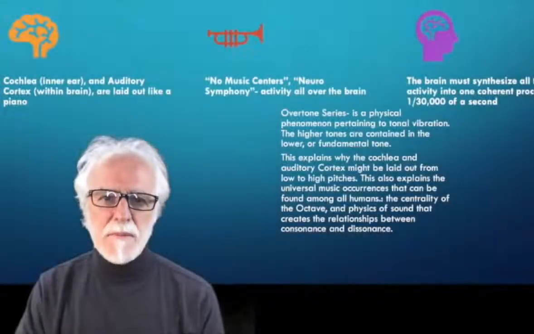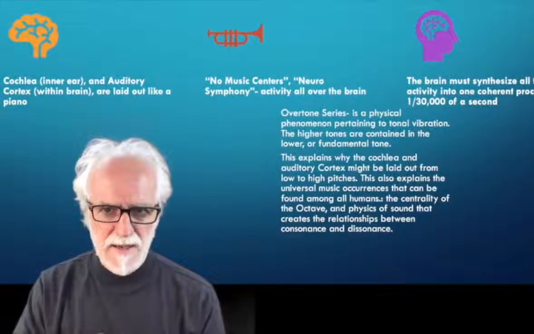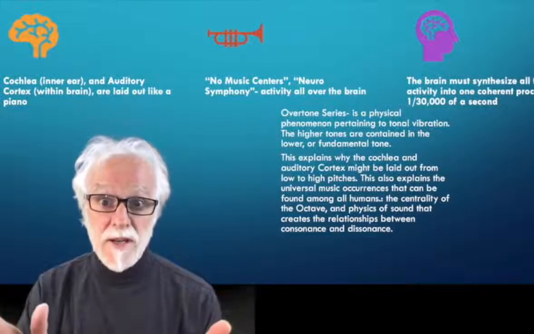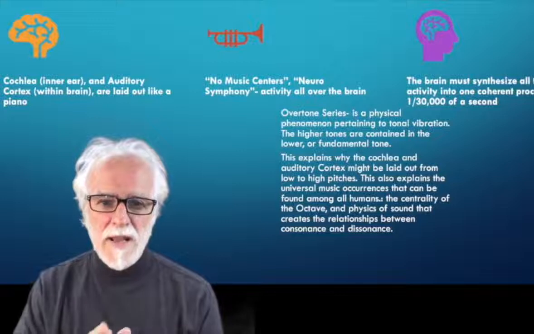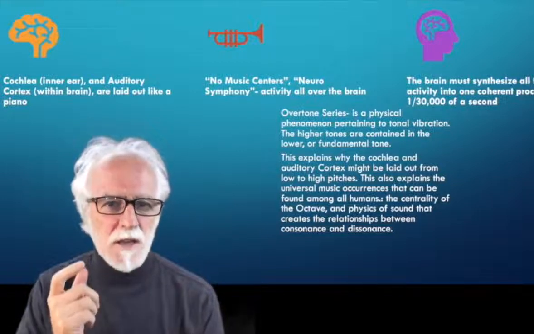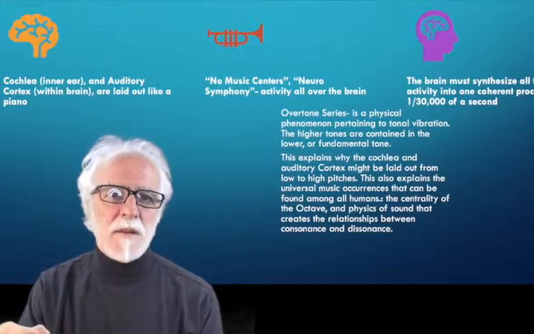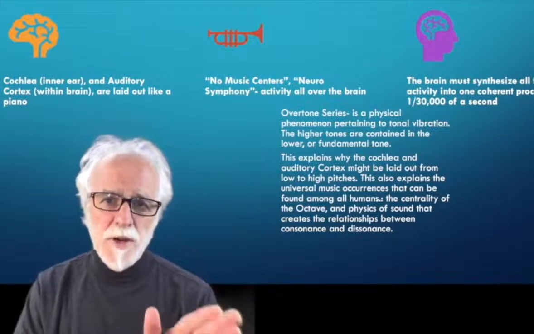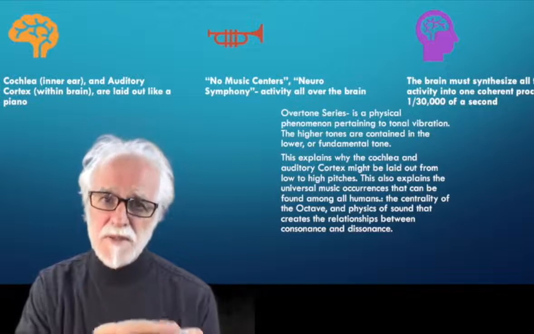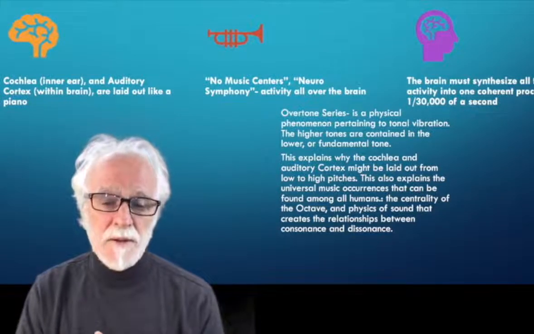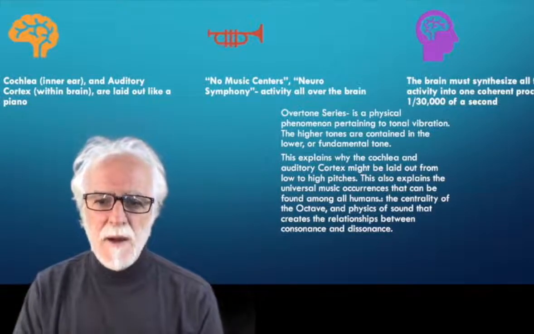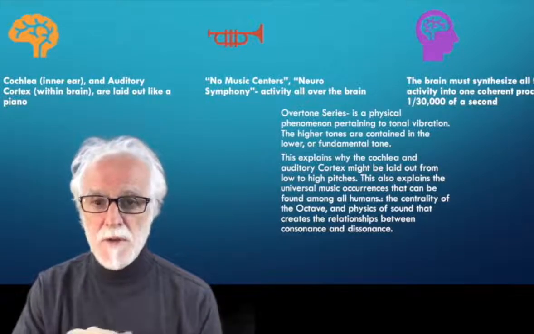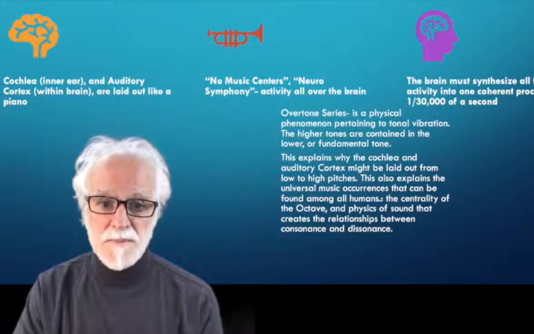Now, in this next segment, I call it the inner piano, and then the electrical firing symphonic brain. All right, let's start off with, in the ear, the cochlea is the auditory segment, and it's described in the video. And then the auditory cortex, which is in the brain, is a neuron, obviously, complex. But what's interesting is that they're both laid out like a piano, from low to high.